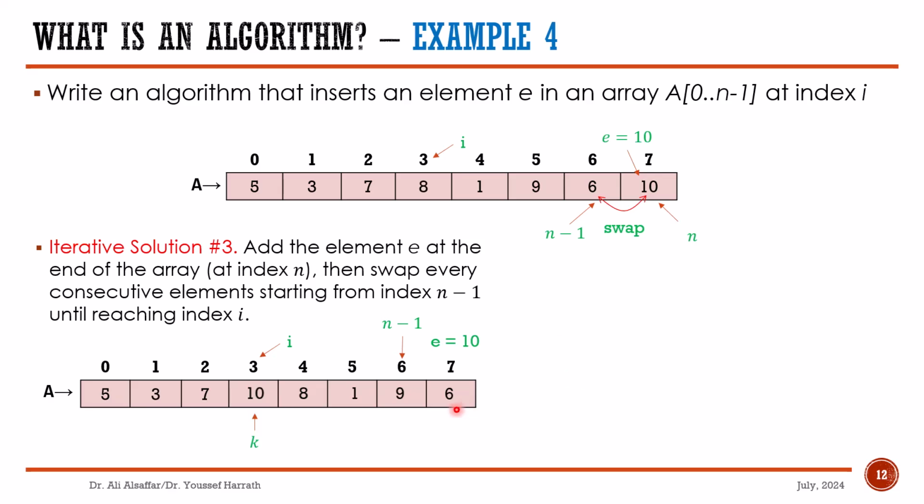So notice what happened to the new value that has been added at the end of the array. It has been shifted to the left until it has been placed at index 3. Now let us write the algorithm for this solution in pseudocode.